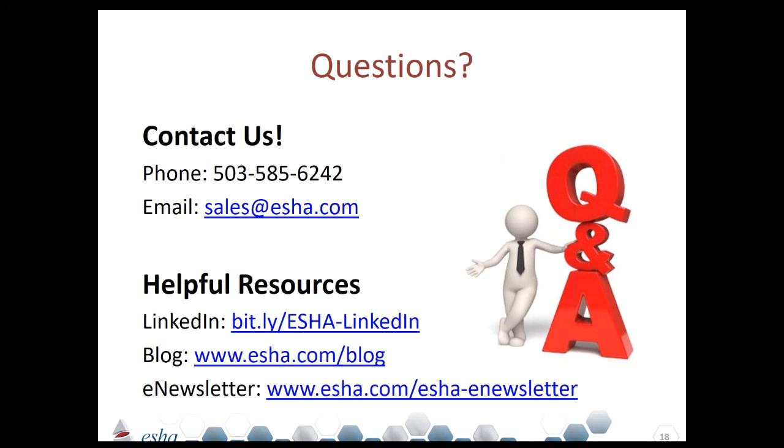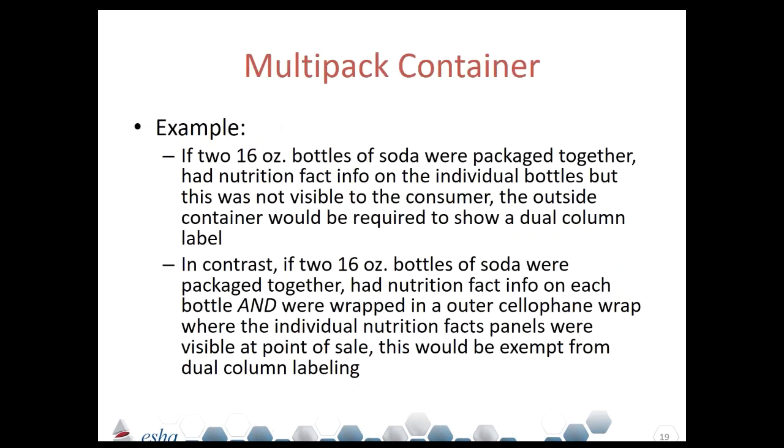So I'll just jump into our first question, which I'm going to let Maya answer because it's a little bit more regulatory. We had a question regarding multi-pack containers. What if I have a multi-pack of bottles wrapped in a see-through cellophane wrapping, and you can view the nutrition fact panels on the individual bottles through the wrapping? Am I required to have a dual column label? Maya, you want to address that a little bit further?